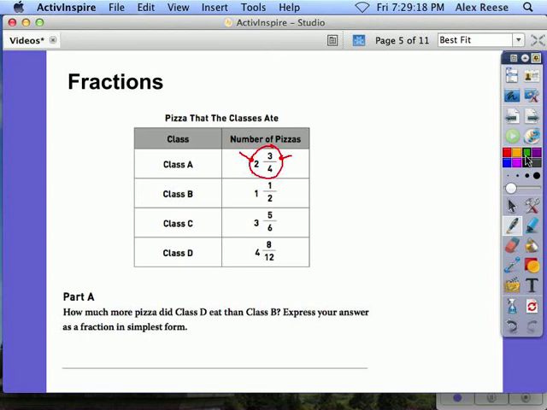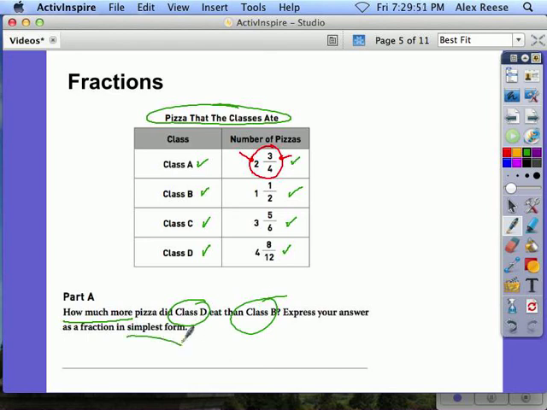Now first, when I see this, I look at the title to know what I'm reading about. It says pizza that the classes ate. So Class A ate 2 3/4 pizzas. Class B ate 1 1/2. Class C ate 3 5/6. And Class D ate 4 8/12 pizzas. Next I read the question. How much more pizza did Class D eat than Class B? Express your answer as a fraction in simplest form.